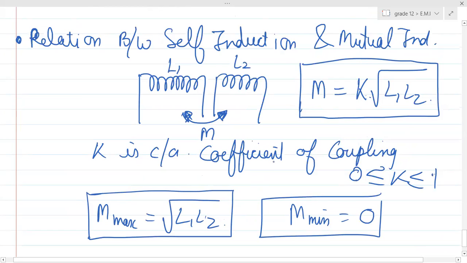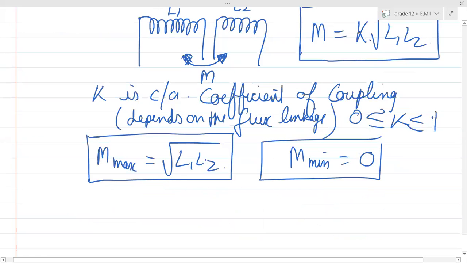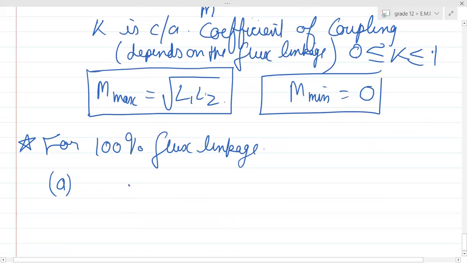Please remember, the coefficient of coupling depends on the flux linkage. That's why the value of the coefficient of coupling varies. Suppose, sir, if I want 100% flux linkage, what can I do? Either I can wrap one coil over another.